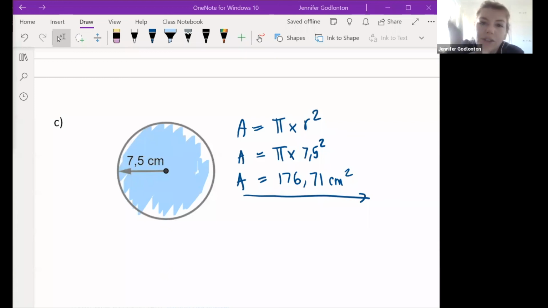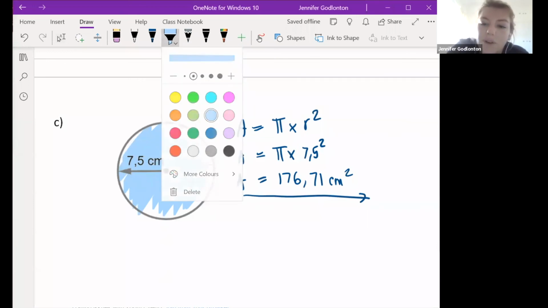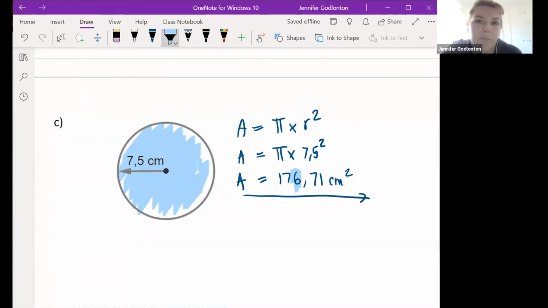So the reason the 6 over here isn't turning into a 7 is because I'm not rounding it off to a whole number. If I was rounding it off to a whole number, then yes, absolutely, that would be 177. But normally we like to keep decimal places. Yeah, if it's 4 and below, we leave it. If it's 5 and above, we raise it. Exactly.